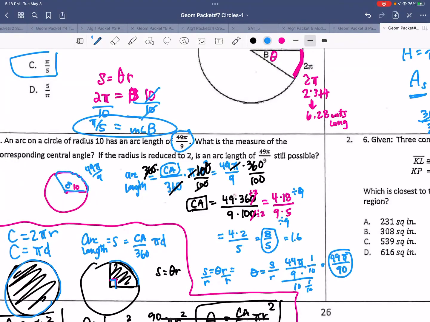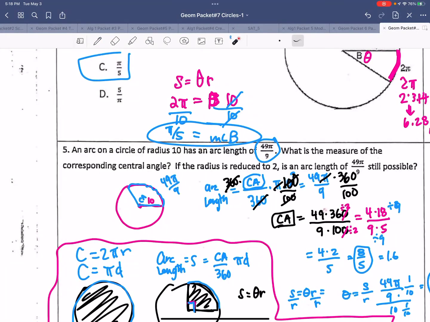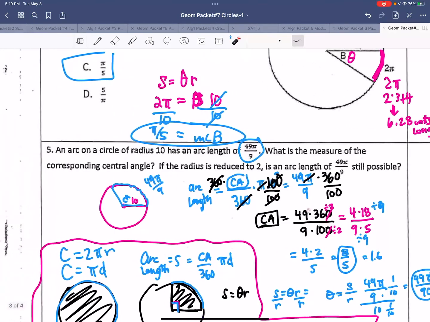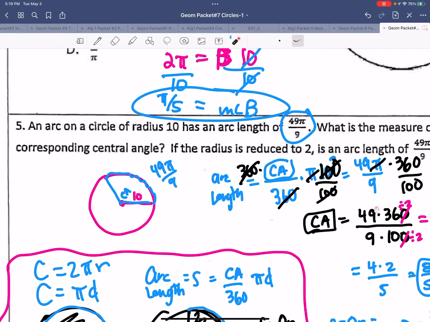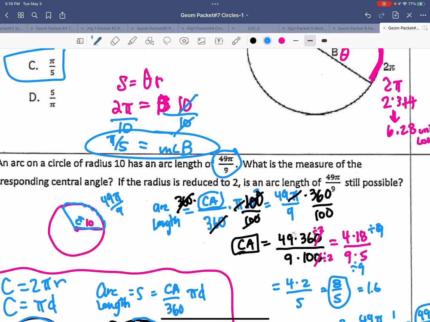If the radius is reduced by 2, is the arc length still possible? Let's look at that in our picture. If I take my magic pen, and instead of 10 I put 2, does it make sense that the arc length has to get smaller? So if my radius is 2, is my arc length still possible? No, my circle got smaller.